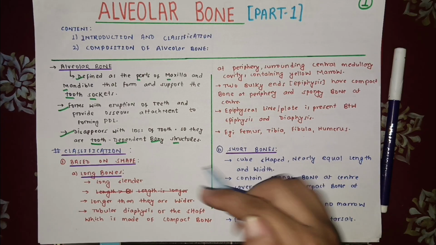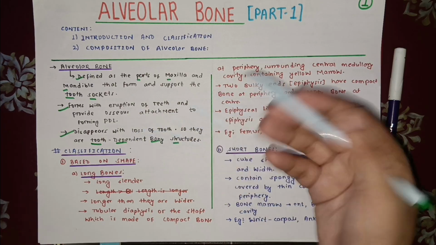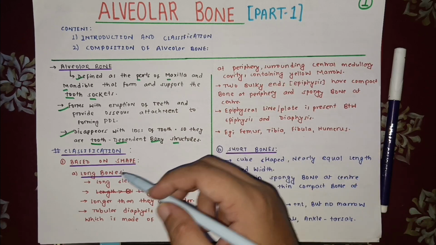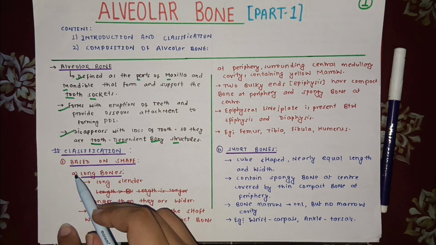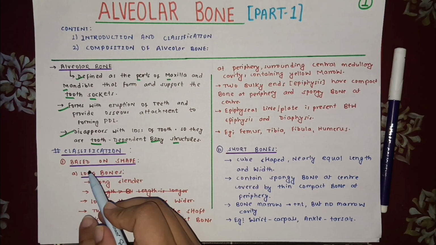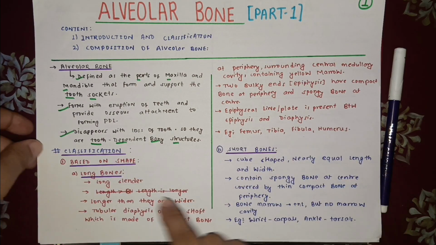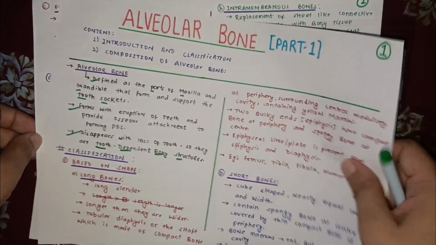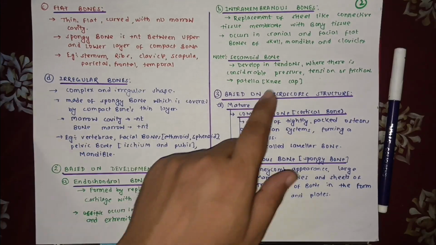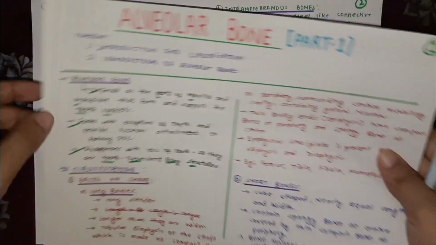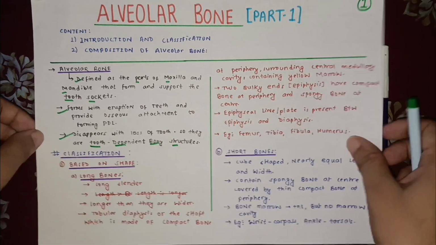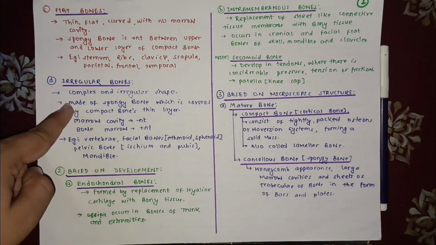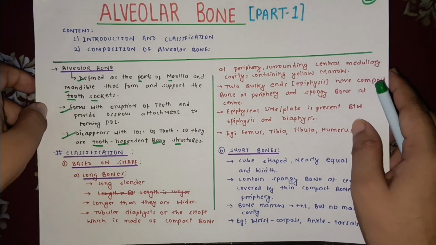About the functions of the alveolar bone we will be discussing in upcoming videos, but now we will discuss the classification. We have classified bone on 3 different bases: one is on the shape, another is on the development, and another is on the microscopic structure. Based on the shape, we have long bones, short bones, flat bones and irregular bones. First we will start with the long bone.